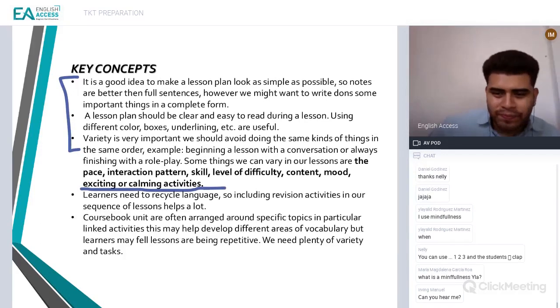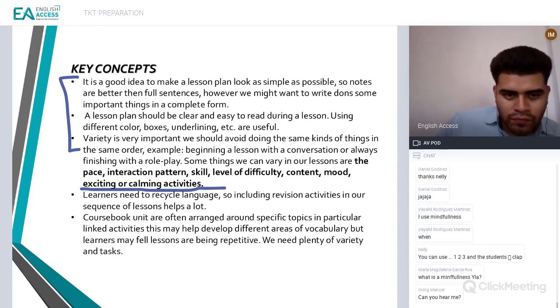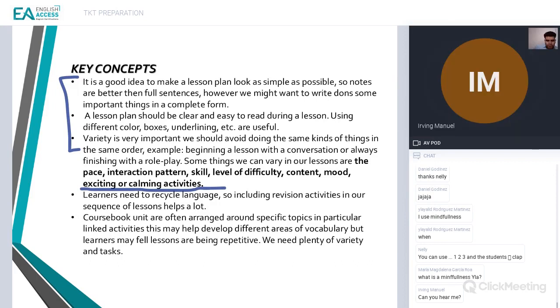The last 2. Okay, learners need to recycle language, so including revision activities in our sequence of lessons helps a lot. Coursebook units are often arranged around specific topics, in particular linked activities. This may help develop different areas of vocabulary, but the learners may feel lessons are being repetitive. We need plenty of variety and tasks. Yes.